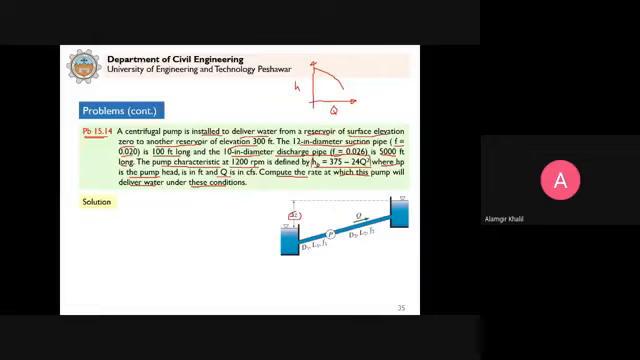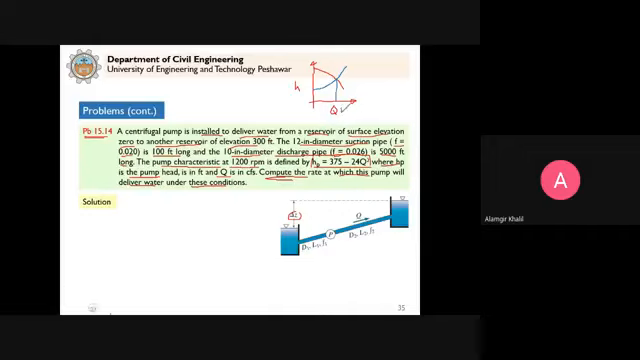Now we want to calculate the discharge that the pump should provide. So what we will do is develop a system head characteristic curve. We will develop a system characteristic curve, and where the two intersect, that will be the required discharge.